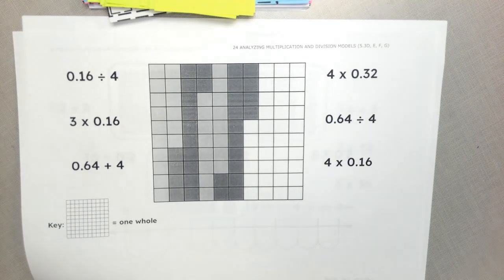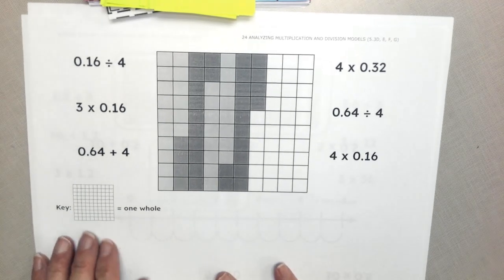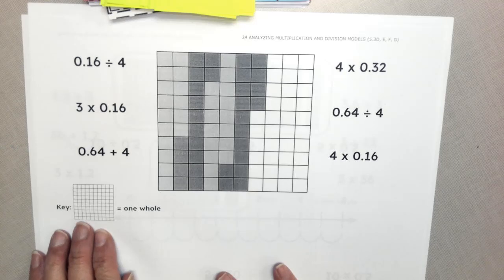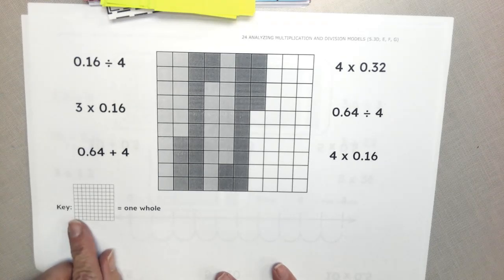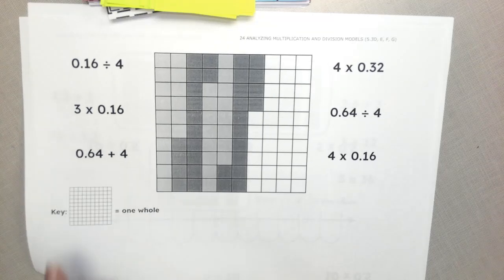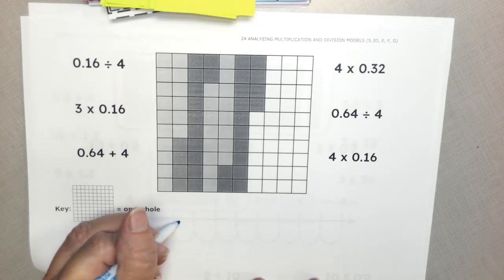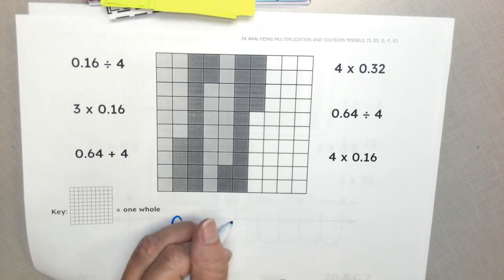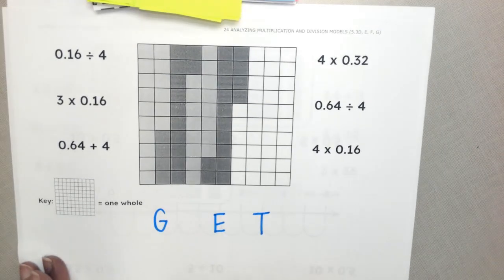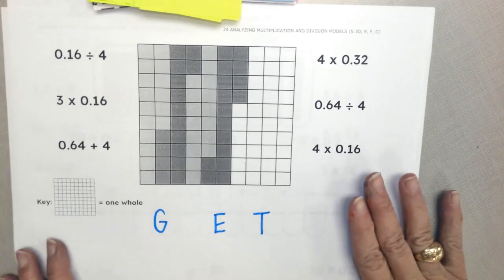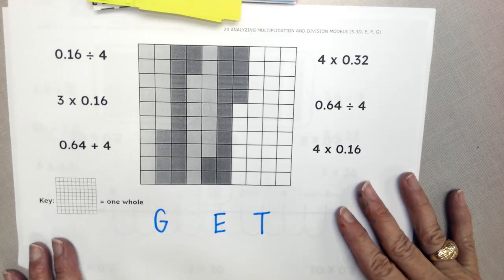So at this time, when I'm looking at this problem, the very first thing I want to notice is my key. My key is telling me that this model with 100 equal pieces is going to be representing one whole. That means each individual piece is going to be 1/100th of the whole thing. So very quickly, I'm going to write my G, E, T to stand for my groups, my each, and my total.